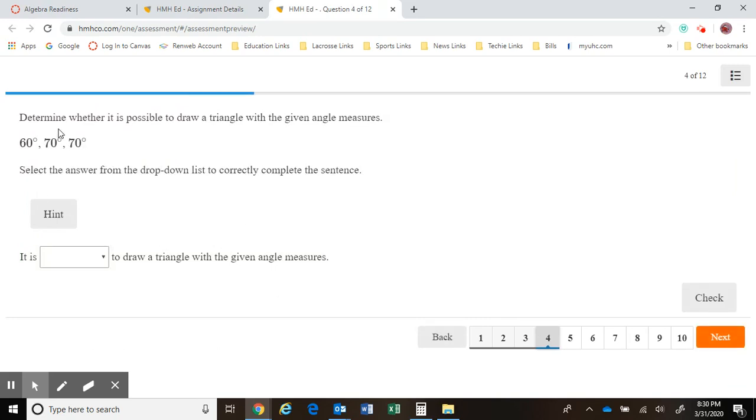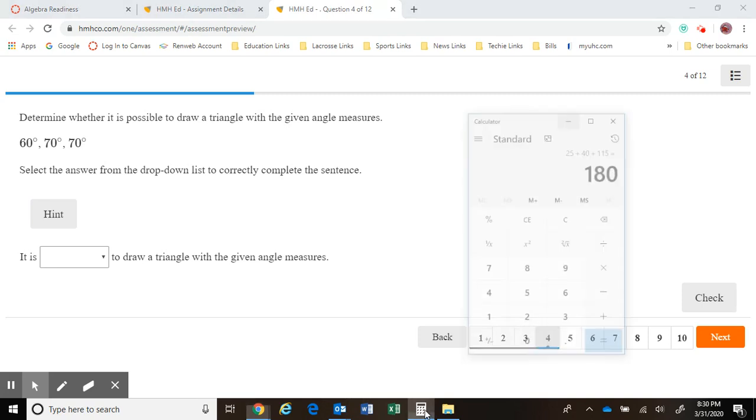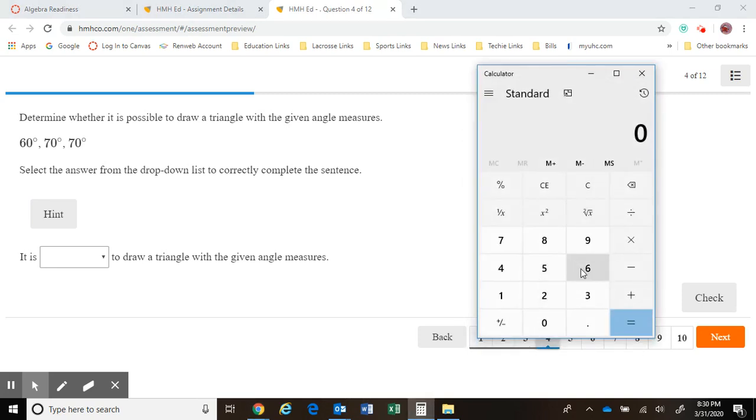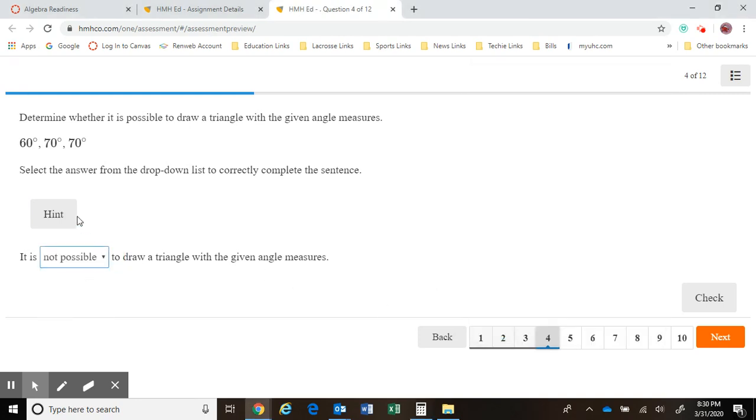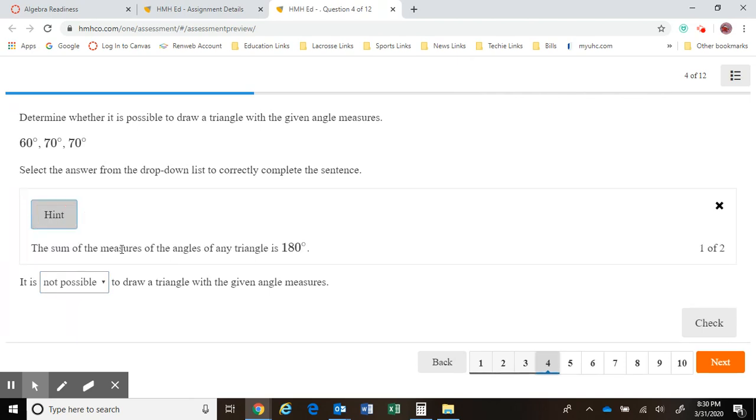All right, determine whether it's possible to draw a triangle with the given angle measures. Again, what do these three angles together have to add up to? 180. So let's take a look. 60 plus 70 plus 70. Uh-oh, that's 200. That's greater than 180. So it's not possible. And again, if you need to see the hint, the sum of the measures of the angles of any triangle is 180, so you know it's not possible.